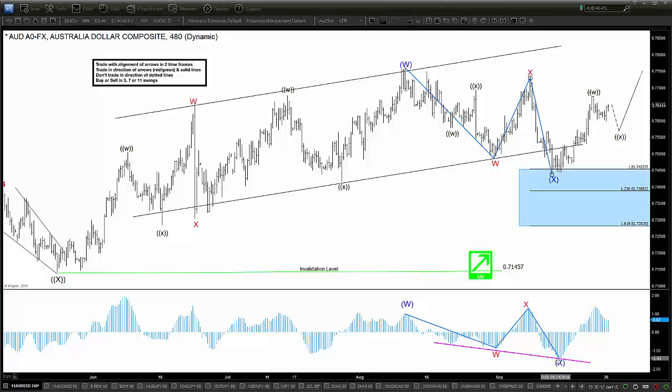Now, divergence is a useful tool, but it's usually more useful on the smaller time frame when you're looking at the completion of a single leg, but is not necessarily useful when you're looking at the completion of a full structure.